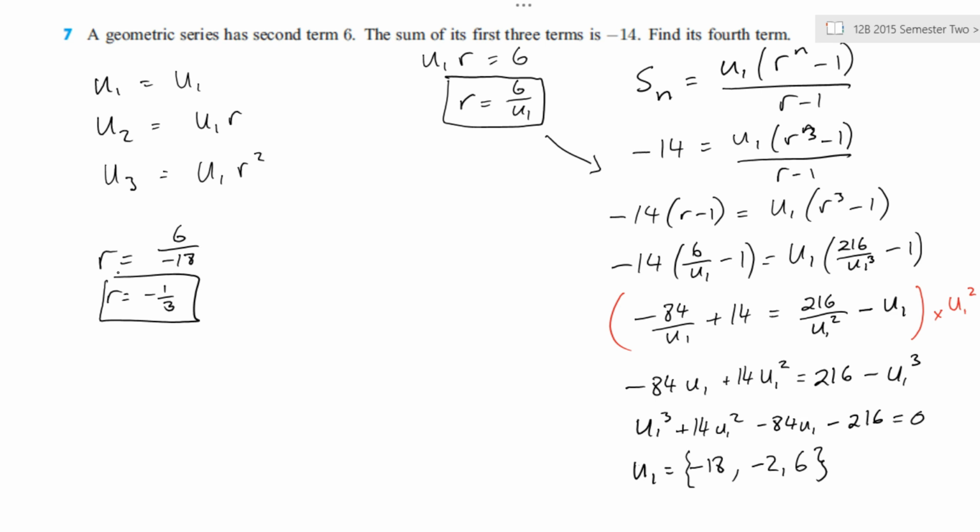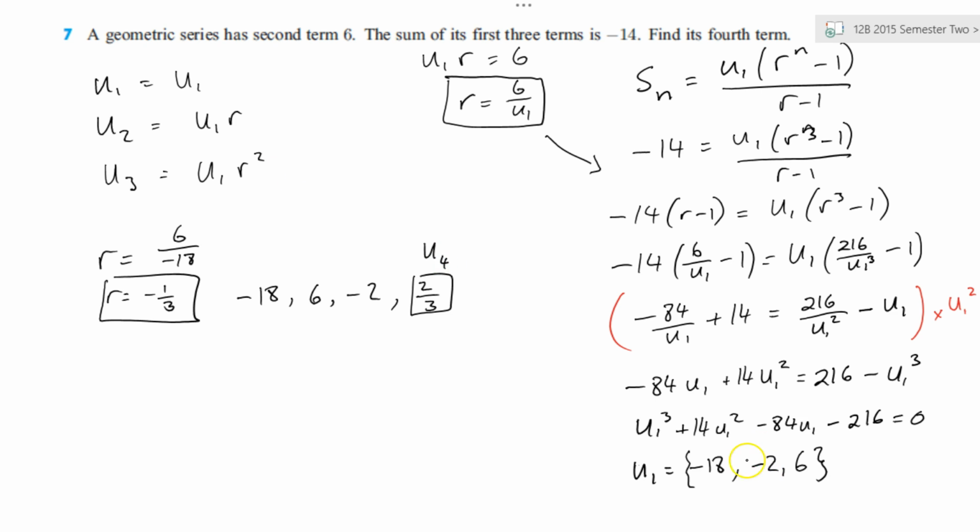So what would my 3 numbers be? Well, it's going to be u1, so that's negative 18, multiplying by negative 1/3 to get the second term. Negative 18 multiplied by negative 1/3 is 6. We knew that was going to be the case. And then the last one, multiplying through by negative 1/3 again, we're going to have negative 2. Does it satisfy everything? The first 3 terms, the sum of those is negative 14, correct? Second term is 6, so that would work. And of course we want to answer it. What's the fourth term? So the fourth term, if I multiply by negative 1/3 again, I'm going to get positive 2/3. So that's one possible answer for U4, the fourth term.